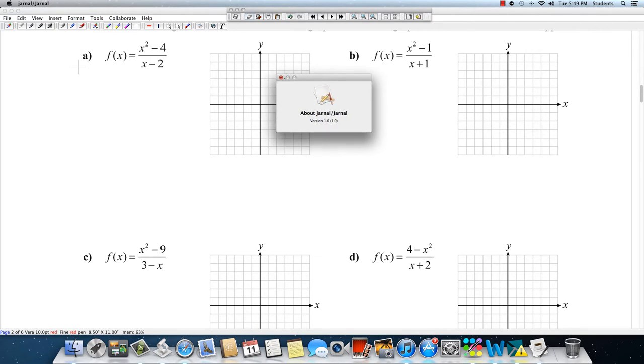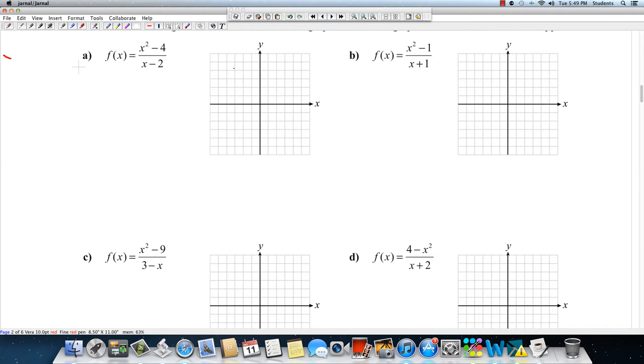Today we are on page 142 of the textbook and we're looking at question 2. In this question we're asked to find the holes in the following functions and then graph the functions here.